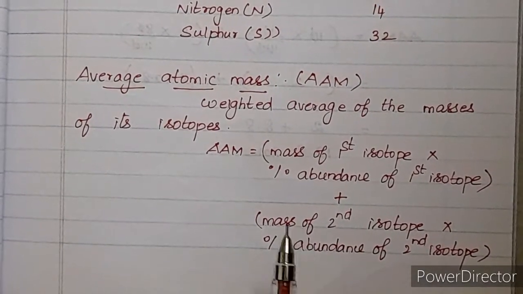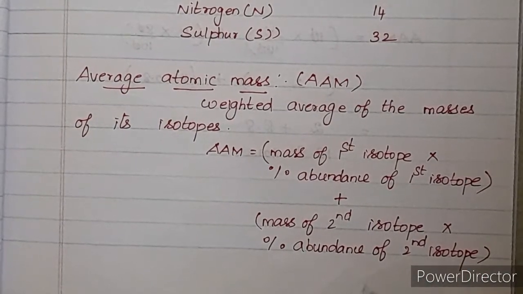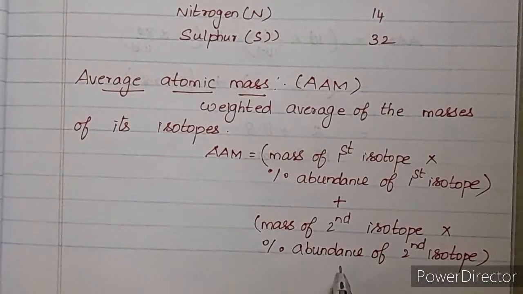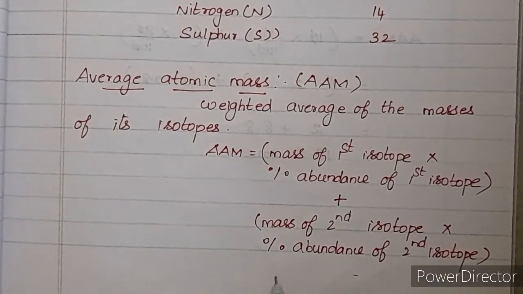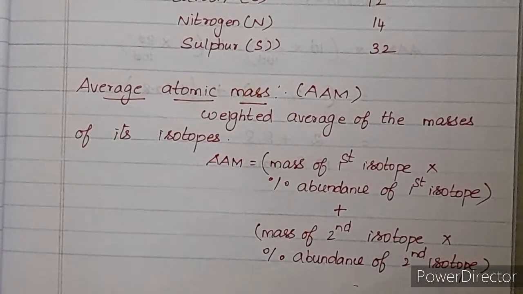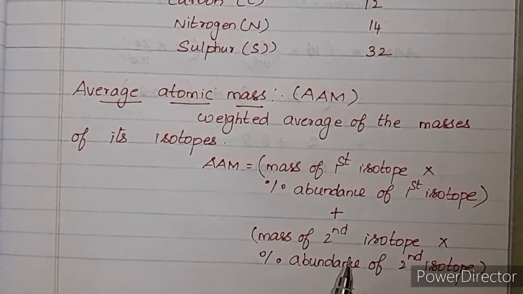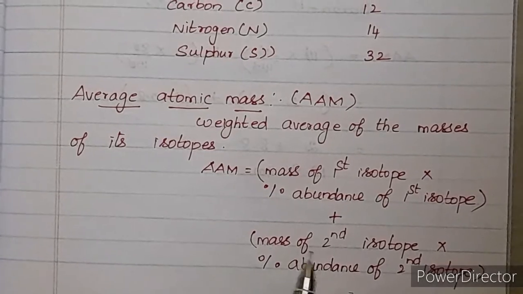Now if the atom exists in 3 isotopes, then again I will add here plus, and I will write mass of the third isotope into percentage abundance of the third isotope. So using this we are going to see 2 numerical problems. Let's see the numerical problem.